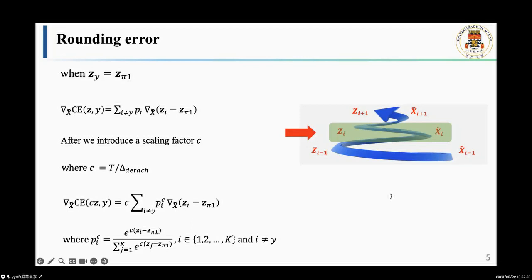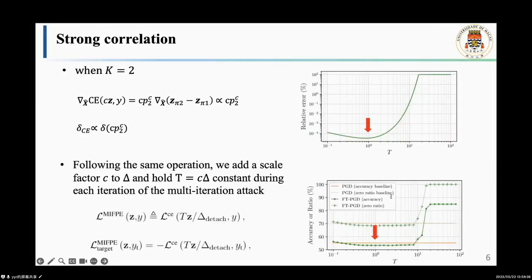To do so, we introduce the scaling factor C. By varying C while keeping the input data fixed during the gradient calculation, we can investigate the relationship between the relative error and T. When k equals 2, which means a binary classification task, the relative error is proportional to the relative error of C times p_2C. We can plot the relative error figure as shown above.